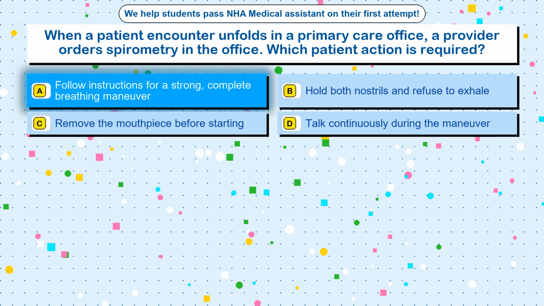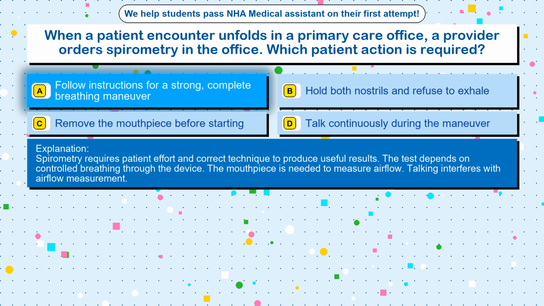The correct answer is option A, follow instructions for a strong, complete breathing maneuver. Spirometry requires patient effort and correct technique to produce useful results. The test depends on controlled breathing through the device. The mouthpiece is needed to measure airflow. Talking interferes with airflow measurement.